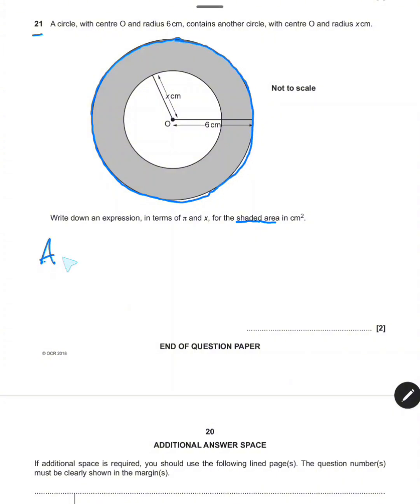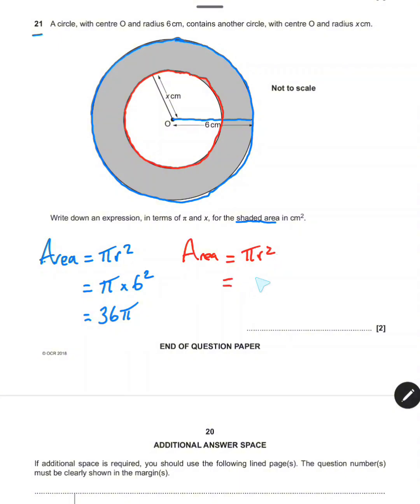And the area of any circle is just pi r squared. My radius for that circle is 6. So that's pi times 6 squared. 6 sixes are 36. That area is 36 pi. There's not much we can do with the small circle because we don't know its radius other than its x. So we can say the area is still pi r squared where the radius is just x. So that's just pi x squared.